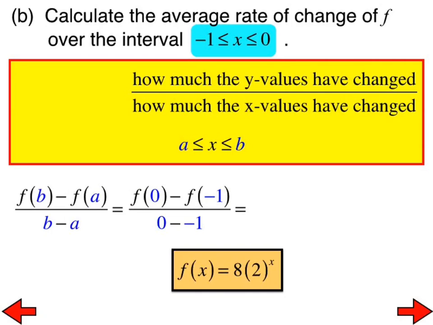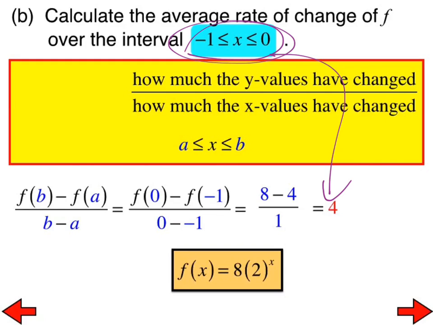All right, so we have 8 minus 4 for the numerator, and in the denominator we have 0 minus -1, which of course is +1. And so we know that from this interval right here, the average rate of change is 4. What we're trying to see here is that with linear functions, they all had a constant rate of change. We're trying to see if the rates of change are constant, in other words, if the rates of change are the same.